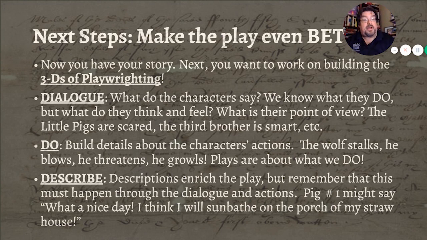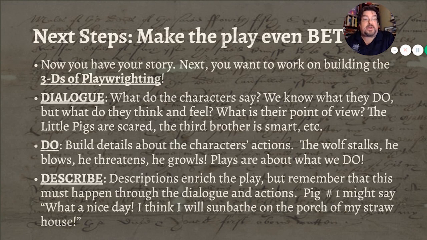And then describe. Of course, we want to fill in, the 3 houses were made of straw, bricks, and sticks. Like, details are important, but the details don't necessarily have to be about the color of clothes they wore or too many emotions, unless the emotions help us see what they do. You do want descriptions, but it should be described in what they say and do. The playwright Shakespeare was brilliant at this.